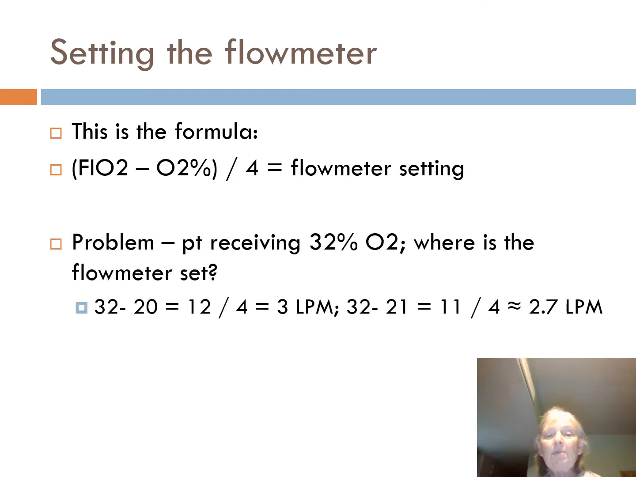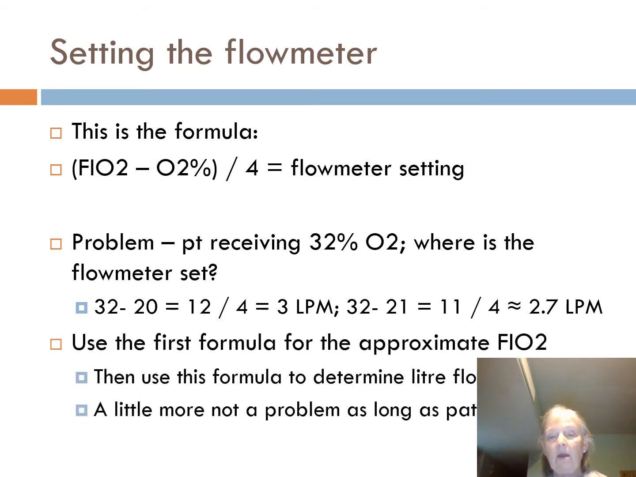So here's your problem. Patient receiving 32% oxygen. Where do we set the flow meter? Well, 32 minus 20 in this case is 12. 12 divided by 4 is 3. That's exactly where the flow meter will be set. If you use 21%, it's going to be 32 minus 21, which is 11, divided by 4, which is about 2.7 liters per minute. We're not going to set it at 2.7. We'll set it at 3. And as we said, this is all approximate FiO2, okay?